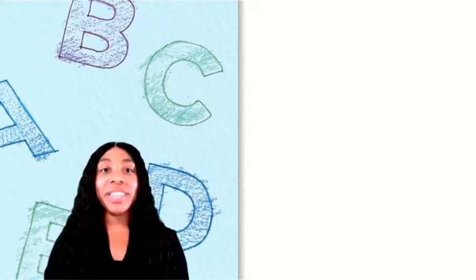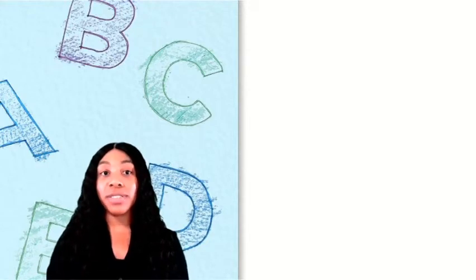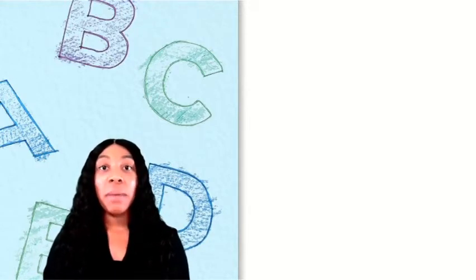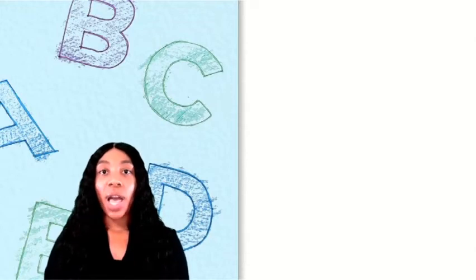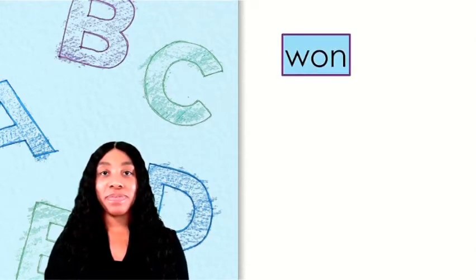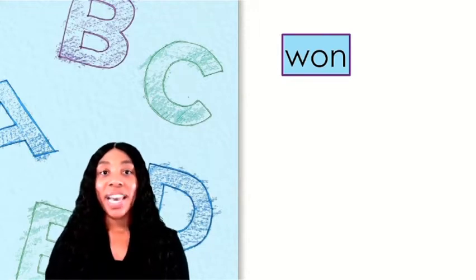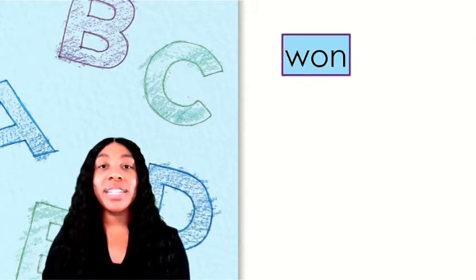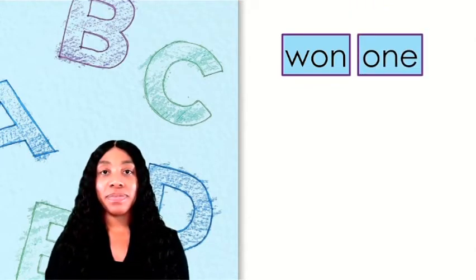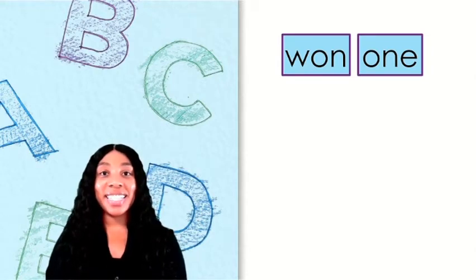You probably remember that words like these are called homophones. Homophones have the same sound but are spelled differently. What does this one mean? One spelled W-O-N means to win. An example is, she won a prize at the fair. What does this one mean? One spelled O-N-E is the number 1. Like in this sentence, I have 1 brother.